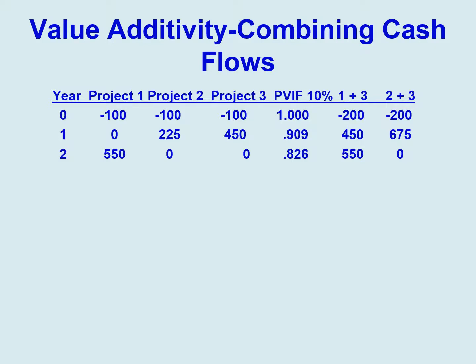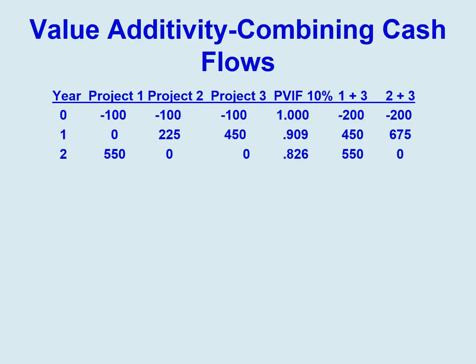So here I added 2 more columns. You'll see there in the second to last column, you'll see 1 and 3. So what I've done is I've summed up the cash flows from project 1 and project 3. So now rather than 2 $100 investments, I've got a $200 investment. And then project 3 gives us $450 in year 1, and project 1 gives us $550 in year 2. So I've got that set up for projects 1 and 3.